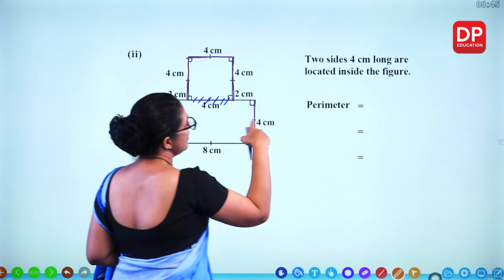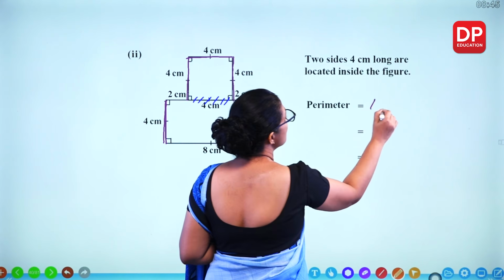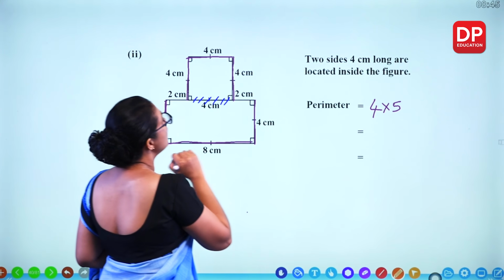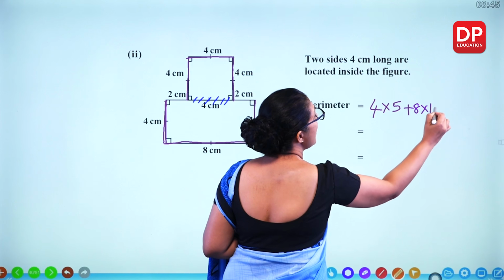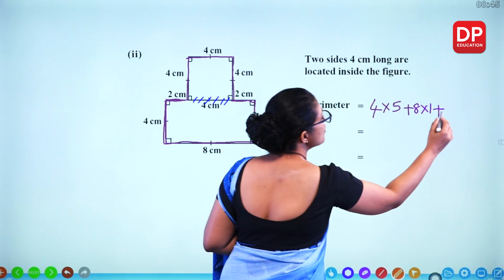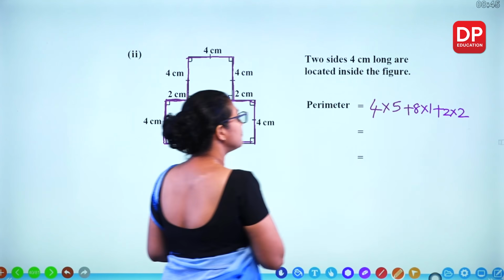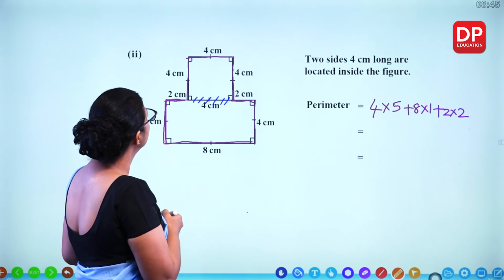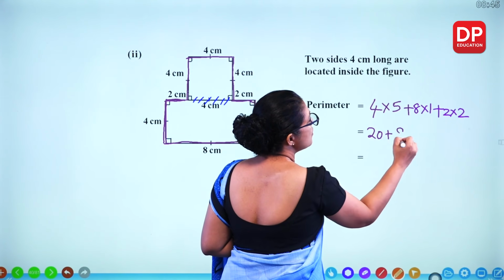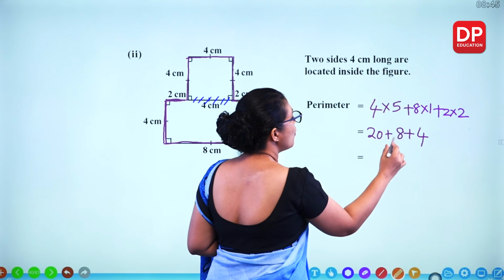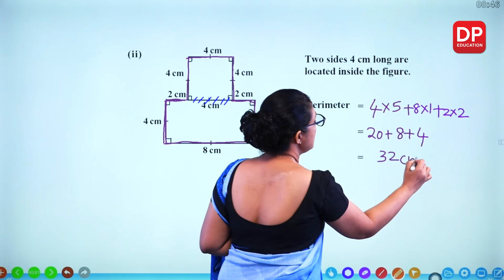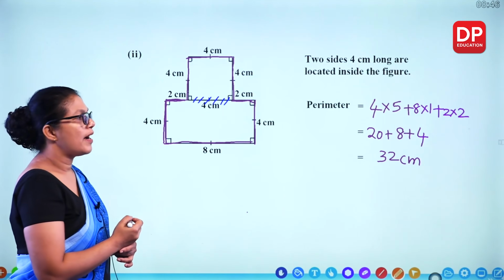And we'll take these two separately. So 4 times 5. Then 8, 1. Only 1. So 8 times 1. And 2 lengths. 2 and 2. You can write 2 times 2. Now add it. All sides are taken. 20, 8, and 4. So you get 32 centimeters as the perimeter of the combined figure.